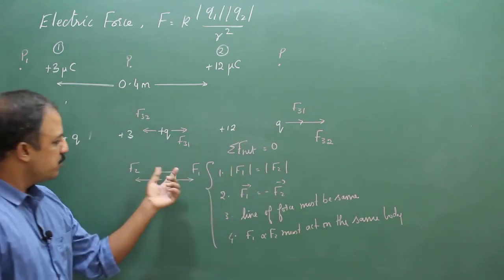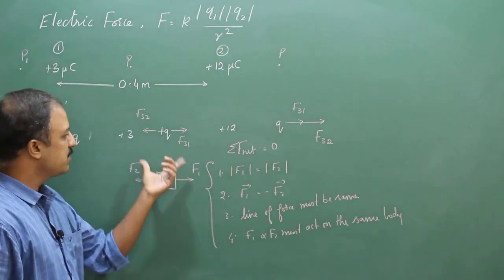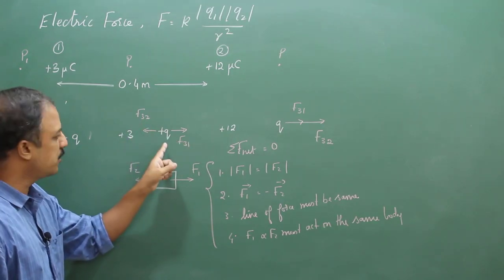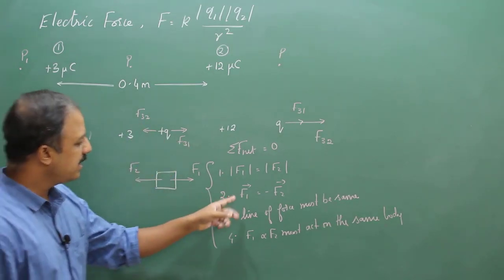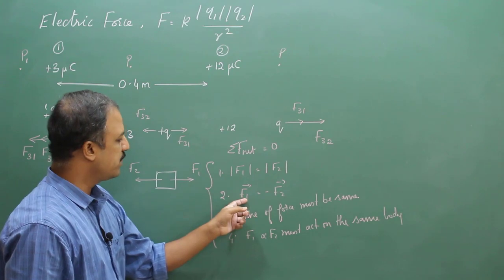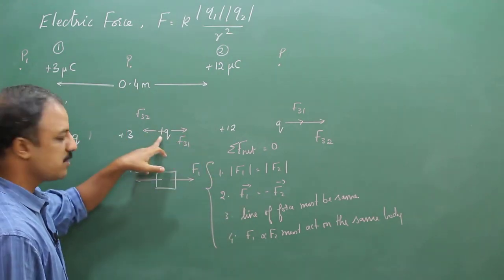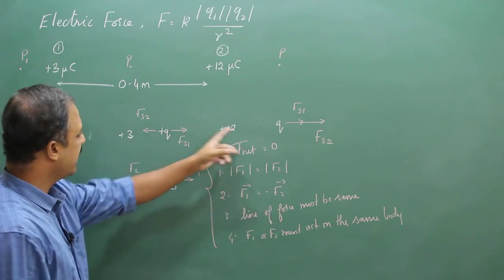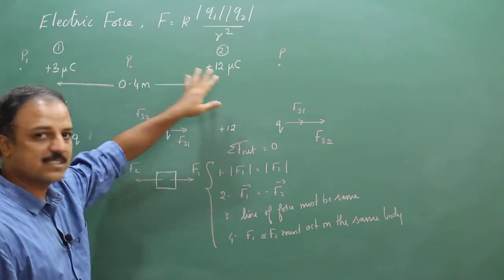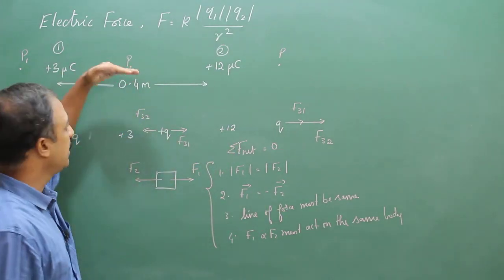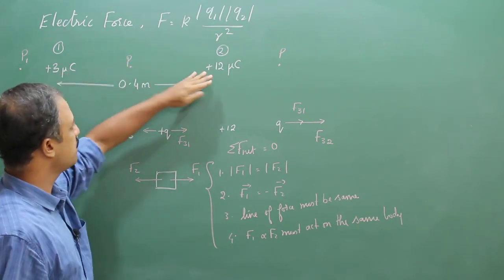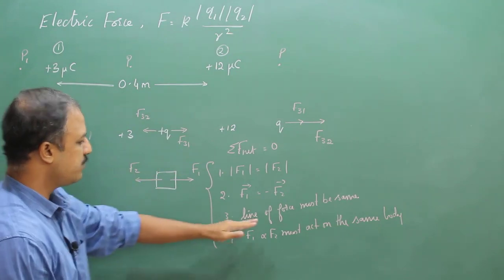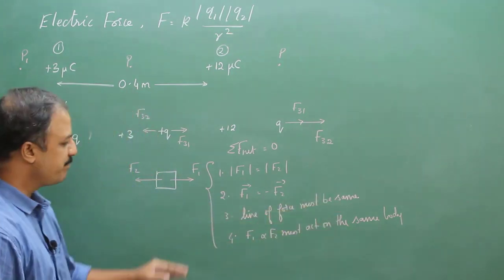Magnitude wise these two forces have to be the same, which means F31 and F32 have to be the same if the net force on Q is to become zero. And these two forces should act in opposite direction, so that is also satisfied here. And the line of force must be the same, so they act along the same line because these are collinear charges. I'm going to place this charge in between plus 3 and plus 12, along the line joining plus 3 and plus 12. So they are collinear, therefore the line of force is going to be the same.